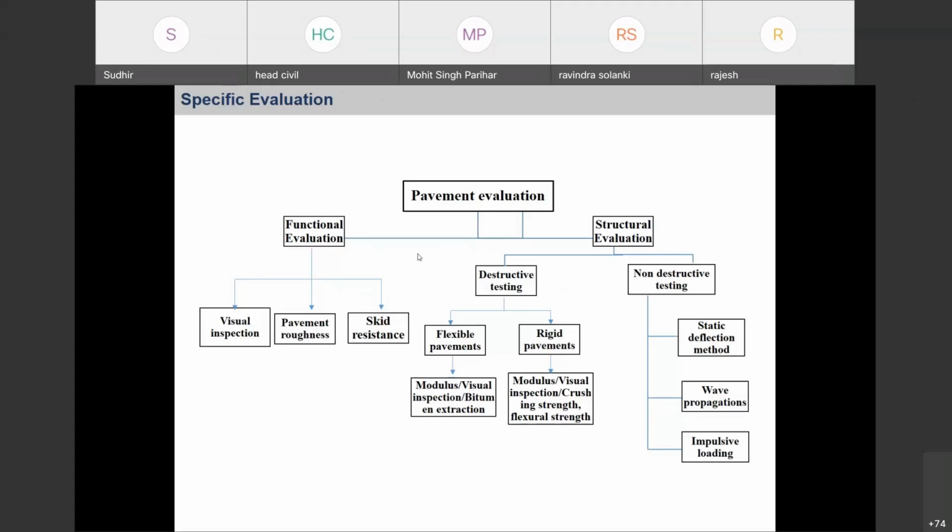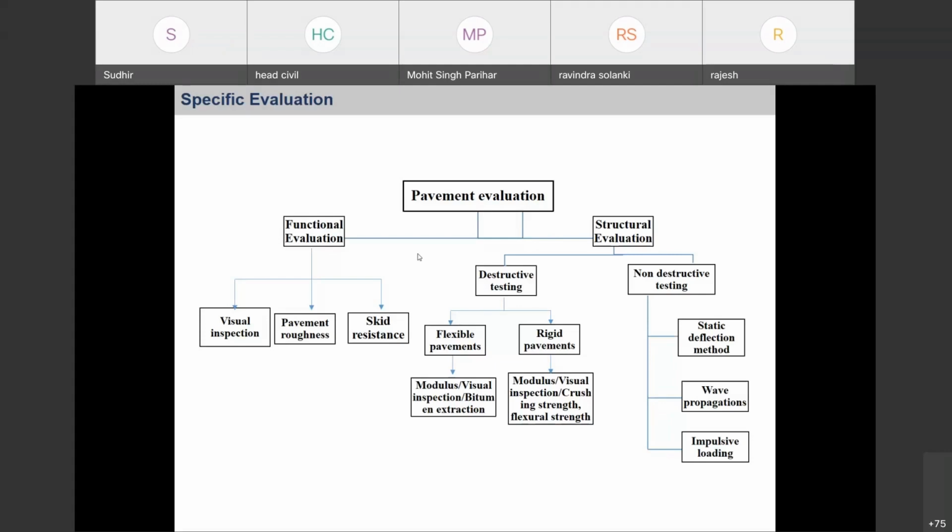Non-destructive testing typically in pavement evaluation could be the static deflection method, in which you are not applying any dynamic loading or dynamic pulse load. Or it could be wave propagation, where you are measuring the velocity of the wave, or it could be impulse loading, where you are applying a pulse load to the pavement.